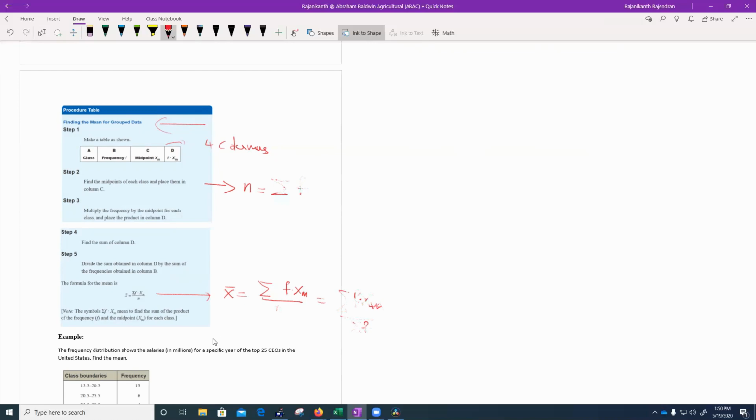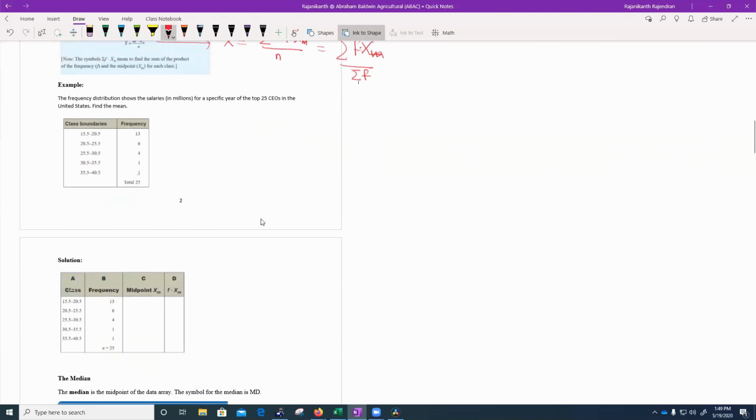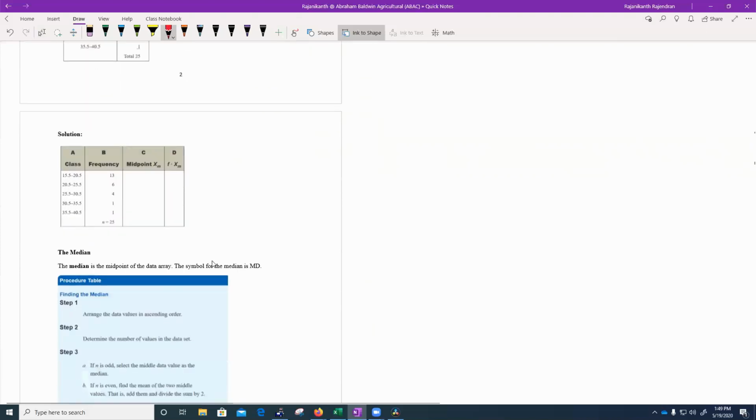We will look at one example. Okay, look at this example. You are given a grouped frequency distribution table. So the first column is class boundary, the second one is frequency. So you need to add two more columns, right? You see? So you need to find now the midpoint and the product of the frequency and midpoint.